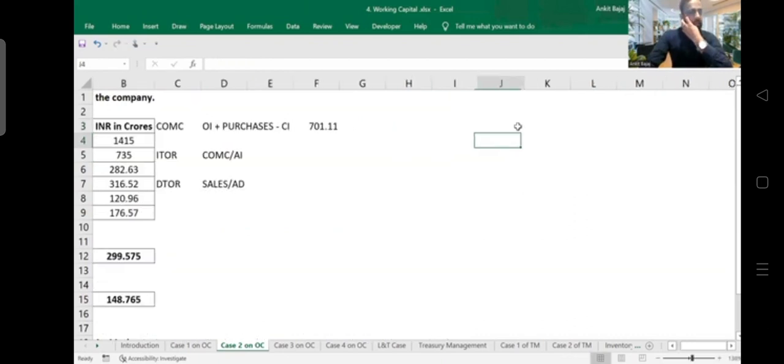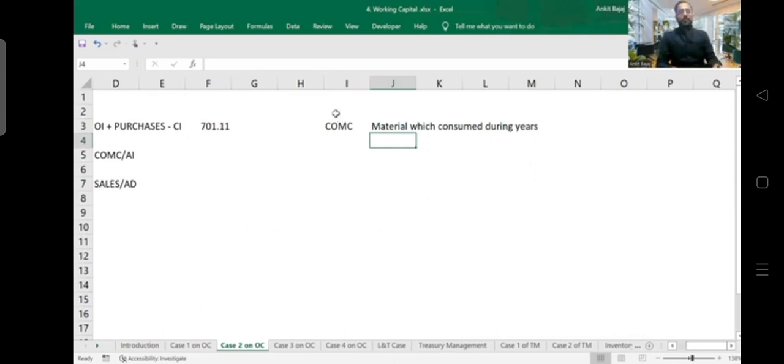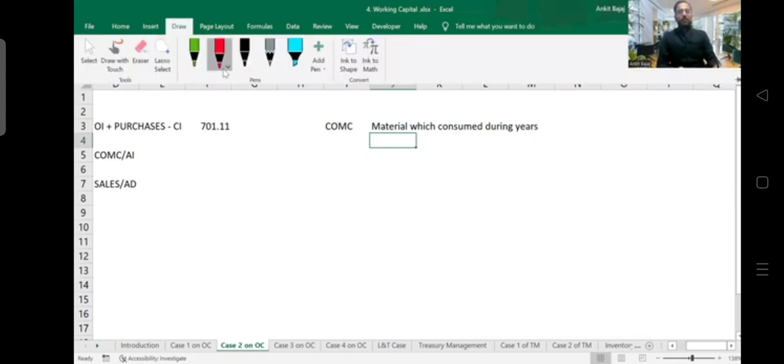Okay, I'll tell you how you will calculate the cost of material consumed. First of all, I will let you know what cost of material consumed is. Cost of material consumed means the material which is consumed during the year. Now, let's suppose I'm taking a very simple example. Suppose you have started a business.